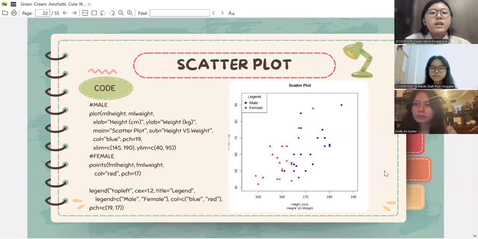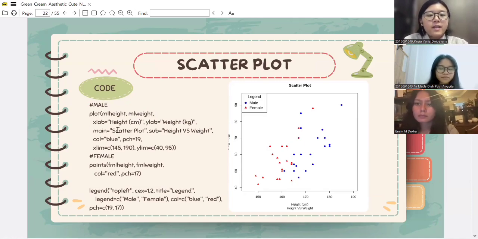First, we will discuss the scatter plot. So here, the plot function in R creates a scatter plot for two variables. We choose the male height for the x-axis and male weight for the y-axis. We create a main title called scatter plot and a subtitle below the plot called height versus weight. We choose the color for male points to be blue and the plotting character is 19.